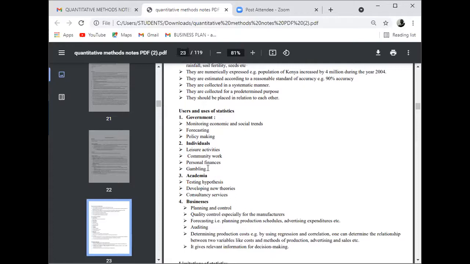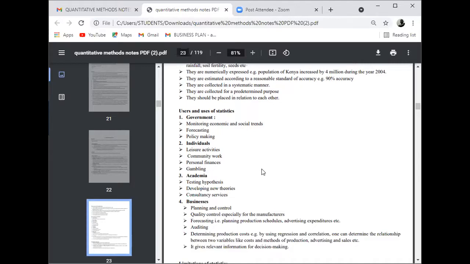For those who like gambling, you do statistics, especially for those who do the betting. You need to know what the trend is that this particular team is portraying. Is it a team that is losing all the matches? What were the last five matches played, the results and all that?